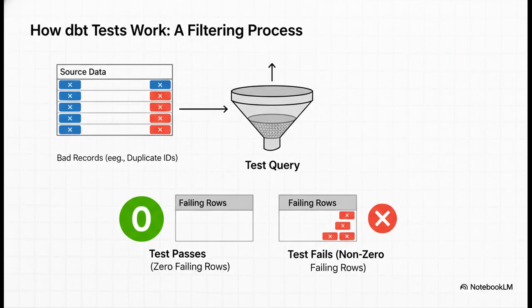The concept behind DBT tests is actually pretty brilliant. You're not writing a query to find good data. You're writing a SQL query specifically to find the bad records, the mistakes. So a test for uniqueness will hunt for any duplicate IDs. If that query comes back with 0 rows, it means it found no mistakes, and boom, the test passes. It's all about catching errors before they cause problems downstream.